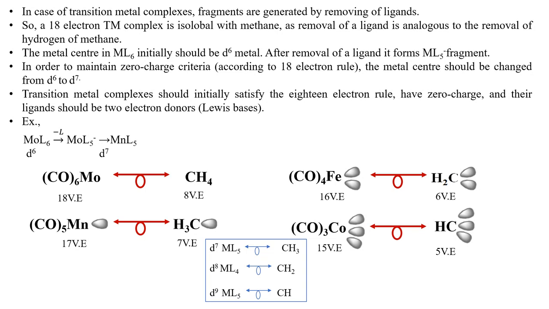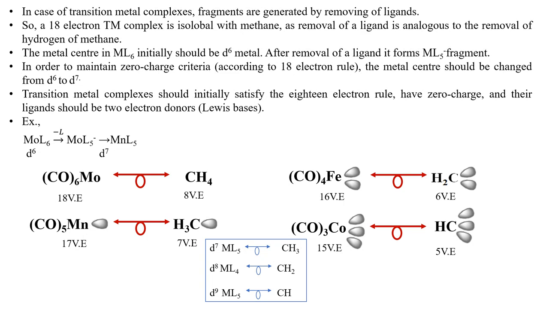Like how we generated the molecular fragments from methane by removing hydrogen at each step, similarly, in transition metal complexes, the fragments are generated by removing the ligands at each step. So, an 18 electron transition metal complex is isolobal with methane, as removal of a ligand is equal to removal of a hydrogen of the methane group, right?